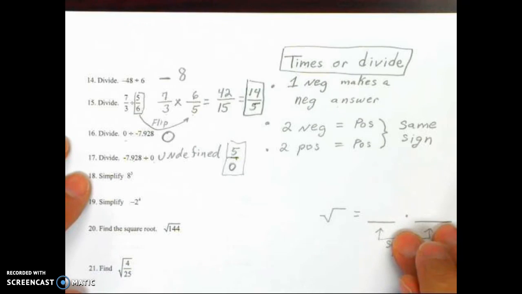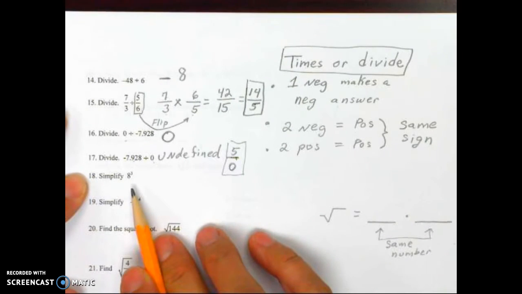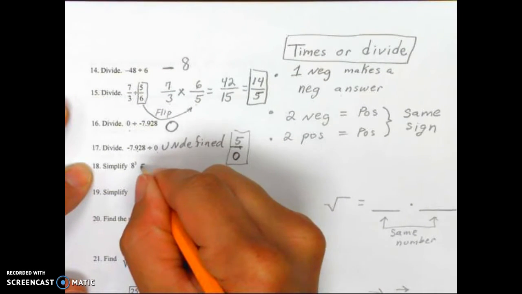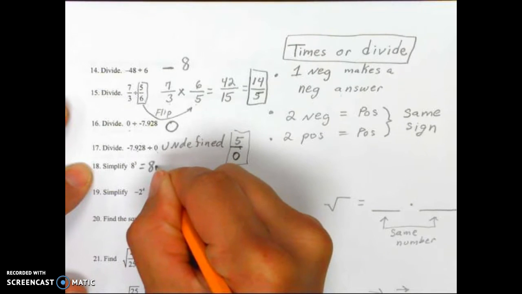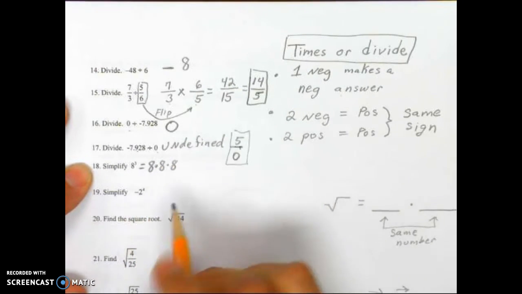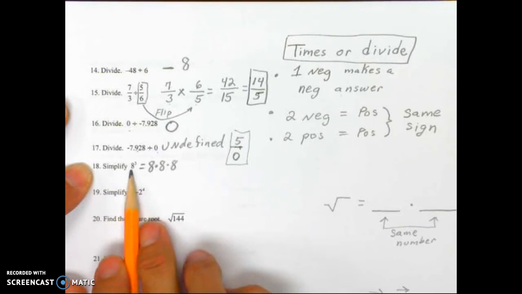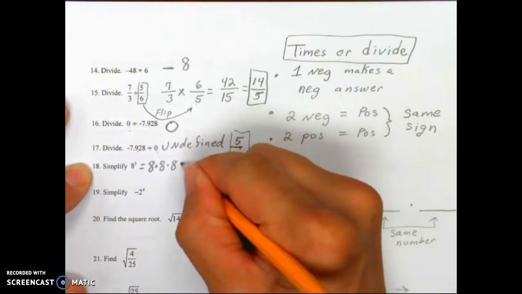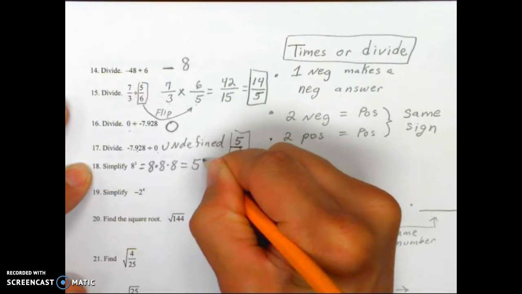All right, so then we come to number 18, where we're simplifying this exponent. And remember, exponents mean that you repeat the 8. You go 8 times 8 times 8. You see how I wrote the large number as many times as the small one repeats? Plug that into a calculator, and that's where we got 512 on the answer key.